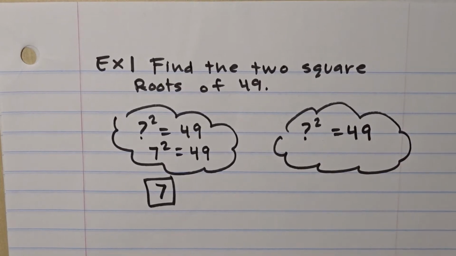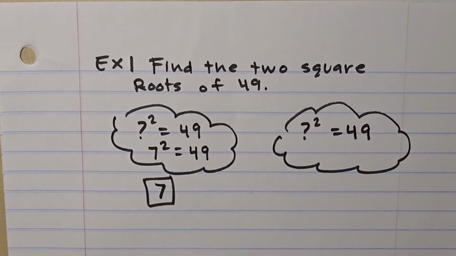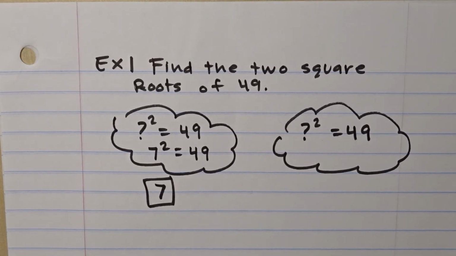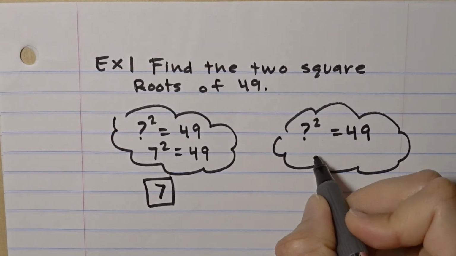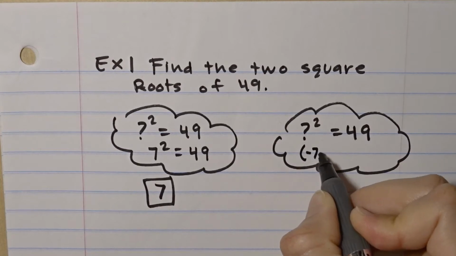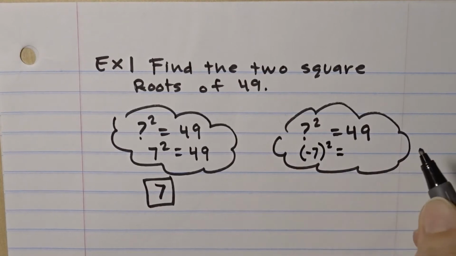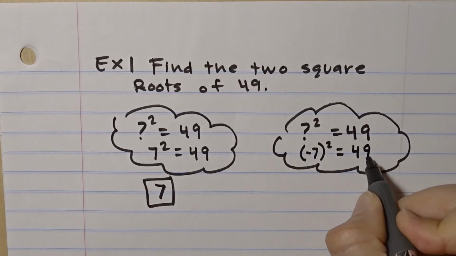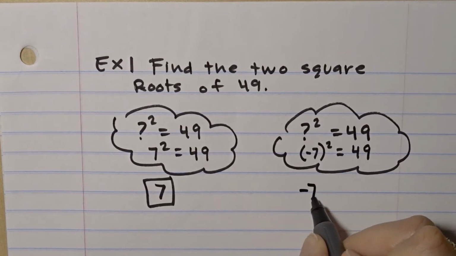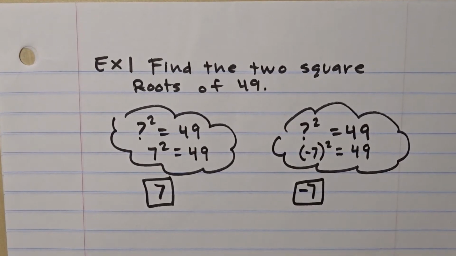Well, I'll give you a hint. Positive 7 times positive 7 is 49. What do you get when you multiply a negative with a negative? Don't you also get a positive? So in this case, we can say negative 7 times negative 7 still gives us 49. So therefore, the other number would have been negative 7.